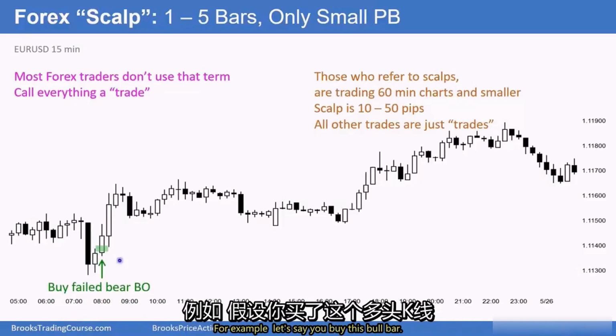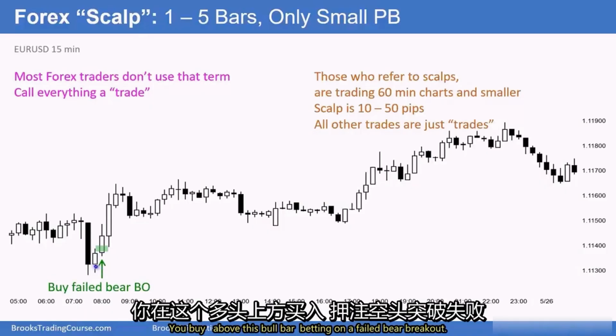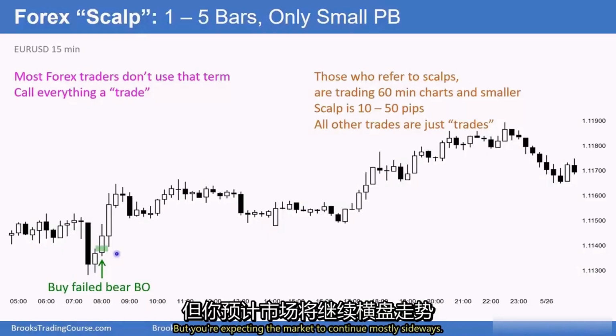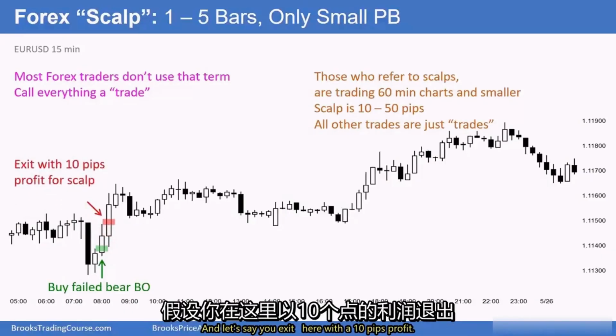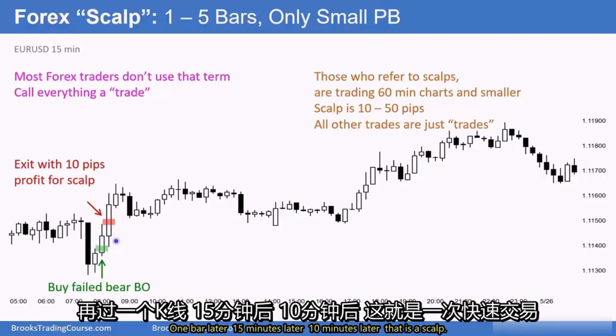For example, let's say you buy this bull bar, you buy right above this bull bar betting on a failed bear breakout, but you're expecting the market to continue mostly sideways. So you're not looking for a big trade, you're looking for a quick profit. And let's say you exit right here with a 10 pips profit, 1 bar later, 15 minutes later, 10 minutes later, that is a scalp.